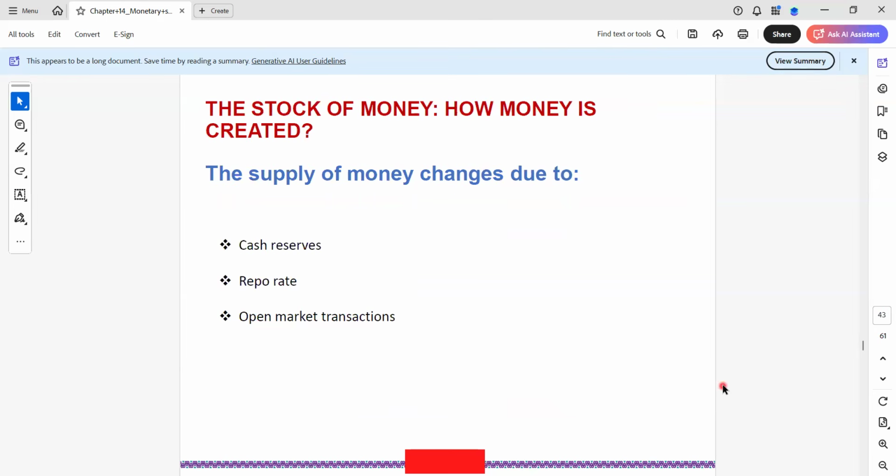The stock of money, how money is created, the supply of money changes due to. Okay, so now we're going to look at the instruments used by the monetary policy. Remember, I've been saying the South African Reserve Bank formulates and implements the monetary policy. Under the monetary policy, the instruments that they use are the cash reserves, the repo rate, and the open market transactions or open market operations. It's the same thing, right? The repo rate can also be called the repurchase rate. So these are the instruments used by the South African Reserve Bank under the monetary policy in order to regulate the supply of money in the economy, right?